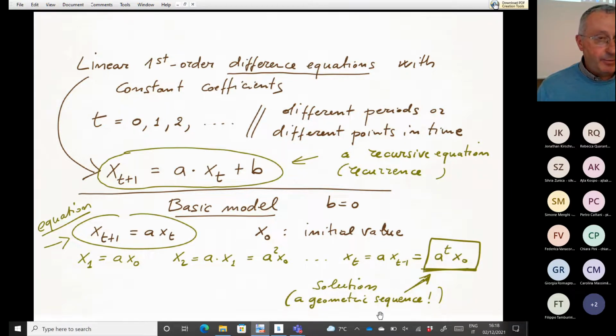And you can immediately compute the value of your sequence at time t. Even if t is 100, you know that the first term is x0, you know that the common ratio is a, it's x0 times a to the power of 100. Okay? So this is the solution to our difference equation.